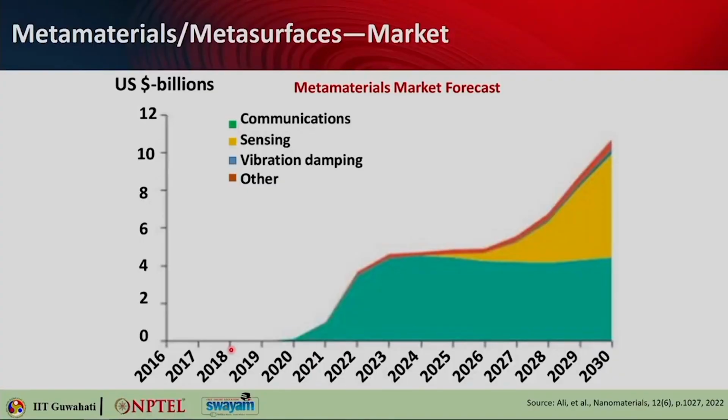So this particular graph shows you that by 2030, the metamaterials for communication can go up to a $10.7 billion market. By 2025, although communication users are the leading ones, slowly the sensing market will also catch up, and that will overtake the communication markets. So this is more or less the complete market scenario of this new upcoming field of nanophotonics, plasmonics, metamaterials and metasurfaces.